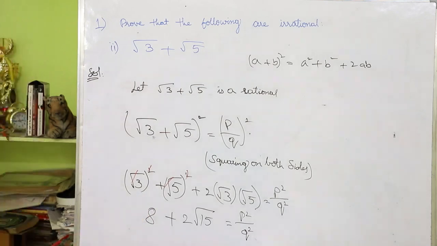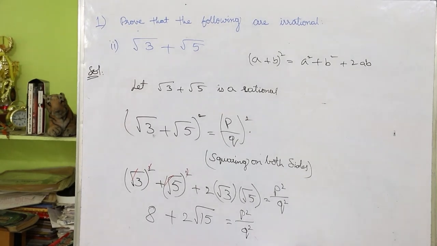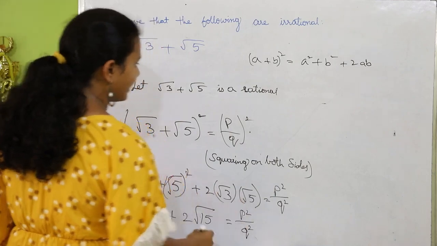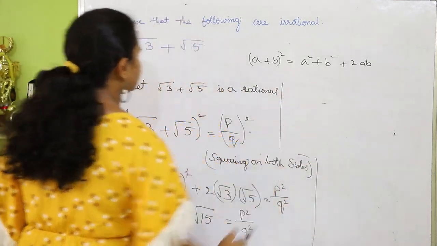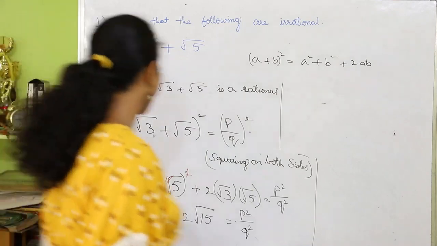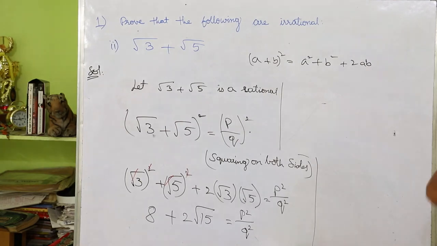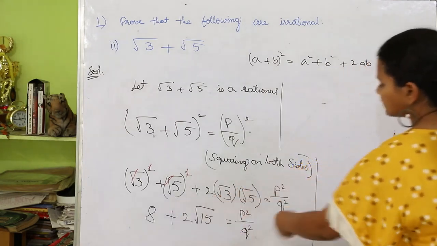Can you see the board? Is the board clear? Okay. So 8 plus 2 root 15 equals p square by q square. Now what do you do? Let's go for the next step. Now transpose this 8 to the other side, guys. So here you have plus 8, right? Now transpose this 8 to the other side.